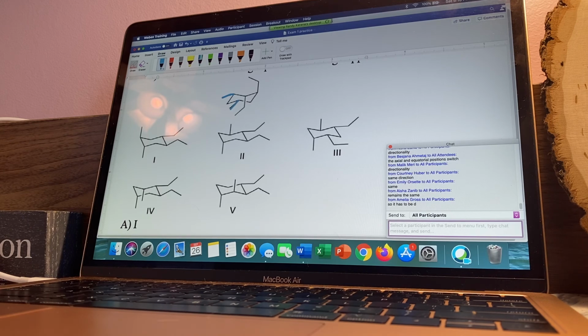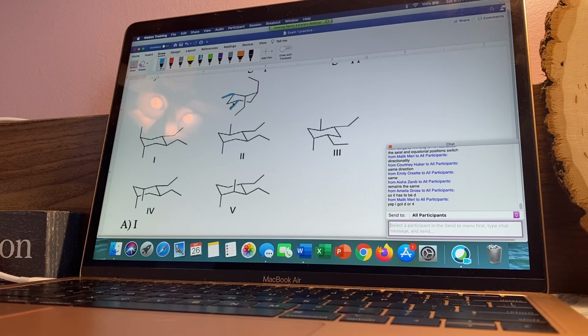Another thing to note, and I hope this goes without saying, is how far away these groups are from each other. That has to stay the same too. You can't get constitutional isomers in those just from a ring flip. So let's start with just this.